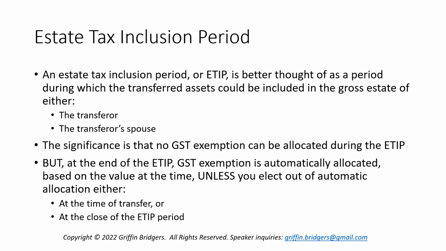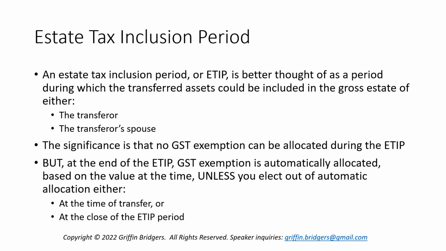We'll look at a practical example of that, but as you can imagine, if property grows over time, the value at the beginning of the ETIP is much lower than it will be at the end of the ETIP. So it's not always a good idea to allow for that automatic allocation of GST exemption at the end of the ETIP.